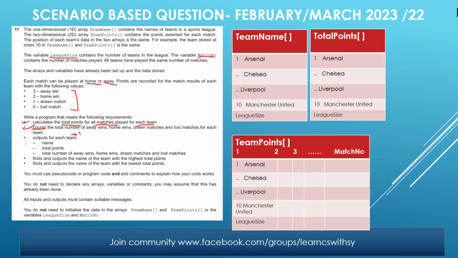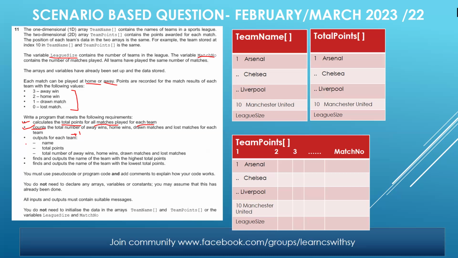Outputs for each team: name, total points, total number of away wins, home wins, drawn matches, and lost matches. So this is the requirement. I need to mention the name of the team. Like assume that the team is Chelsea. So the name will be Chelsea, the total points that they have gained, then the total number of away wins, home wins, drawn matches, or lost matches. They all will be displayed for the team Chelsea.